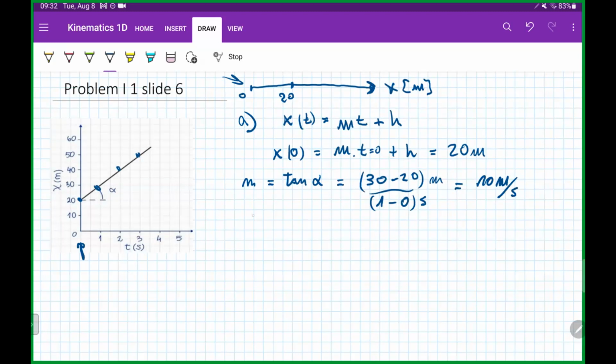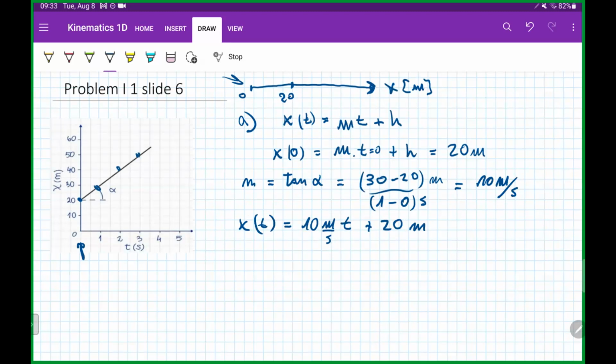Okay, so now we can actually tell the functional form of our displacement, which is 10 meters per second times t plus 20 meters. Sorry. Is that clear? Any question about that? That's the way we can specify the function of the movement.